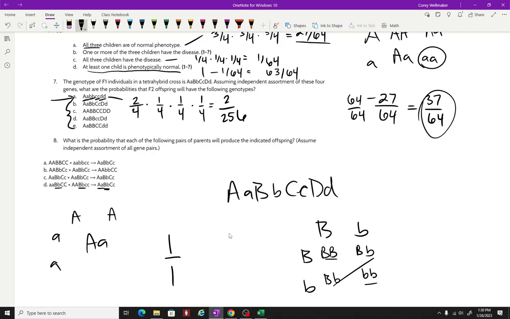So big B, little b, okay, 1, 2, so 2 out of 4. So times 2 out of 4, times, okay, this is big C, this is little c. Well, they're all going to be big C, little c, so that's 1. So the probability here is just 2 over 4, or 1/2 for D.